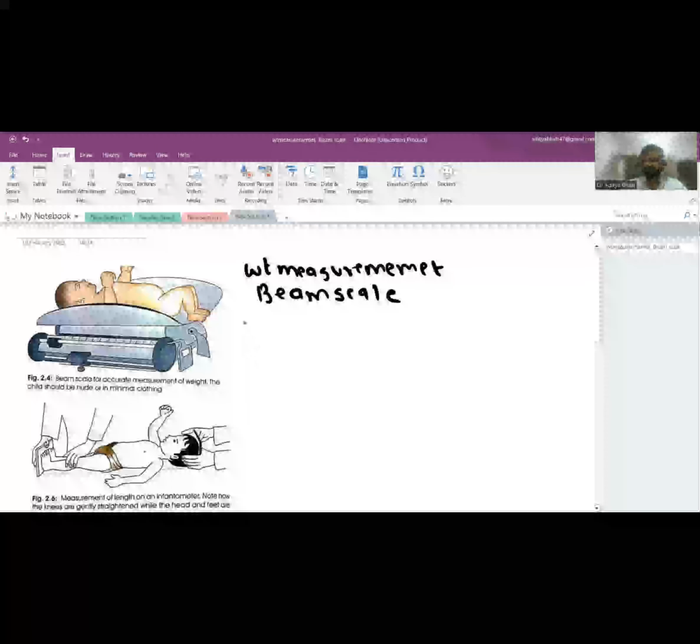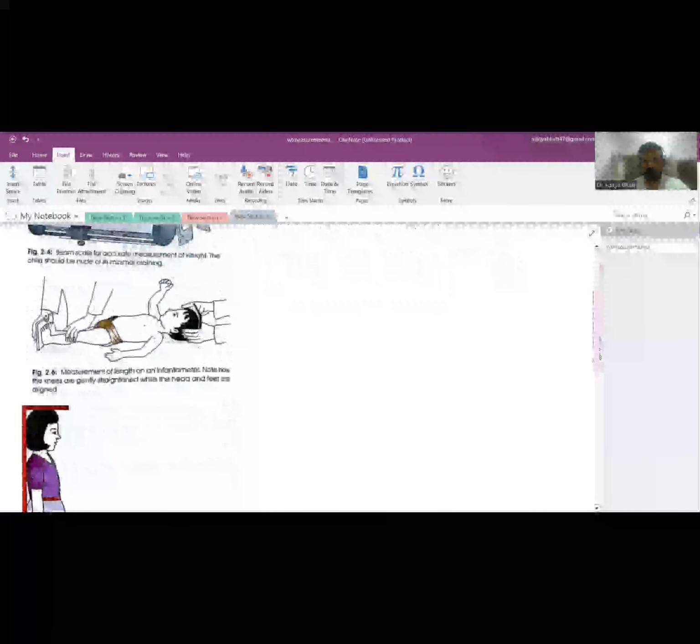This is very accurate. This spring beam scale has a spring-based mechanism, and they might be electronic or analog. Nowadays electronic has been recommended because they are more accurate. This is used for taring and measurement of weight of an infant who cannot stand.